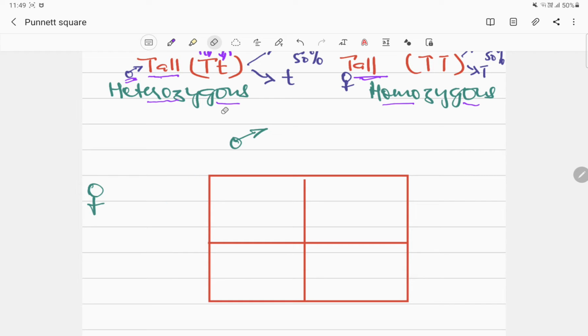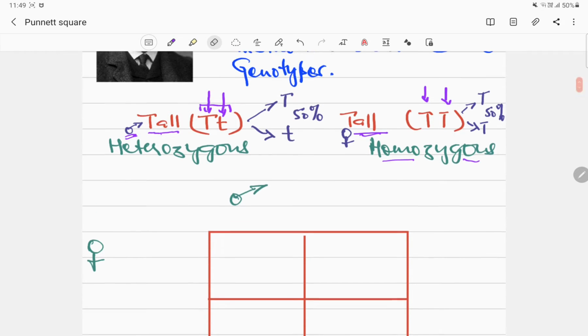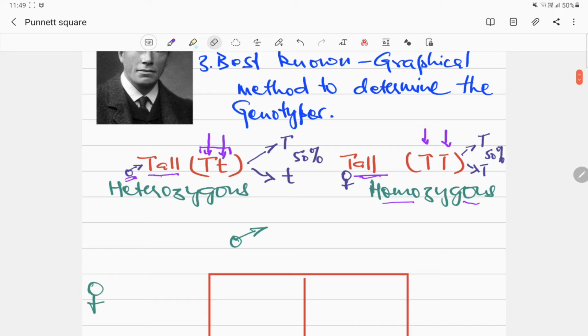Now let me make it a little bit clean so that it doesn't become way too messy. Now let us look at our heterozygous pollen donor. During the process of gametogenesis, when the gametes are being formed, these two allelic partners will segregate. And 50% of the gametes that are formed will receive the dominant allelic partner, and 50% of the gametes will receive the recessive allelic partner.